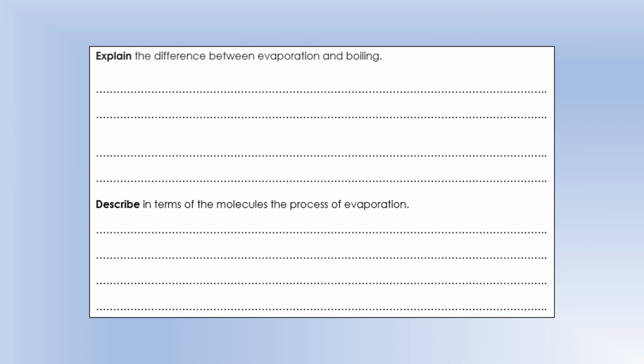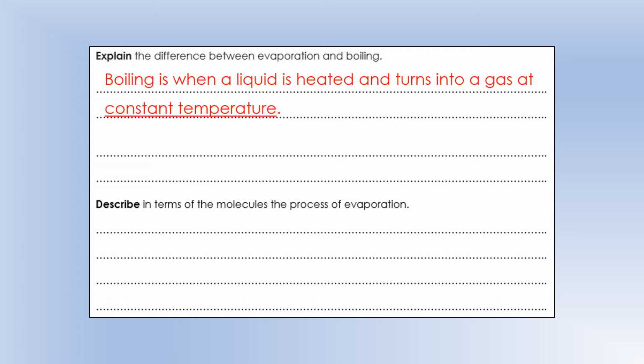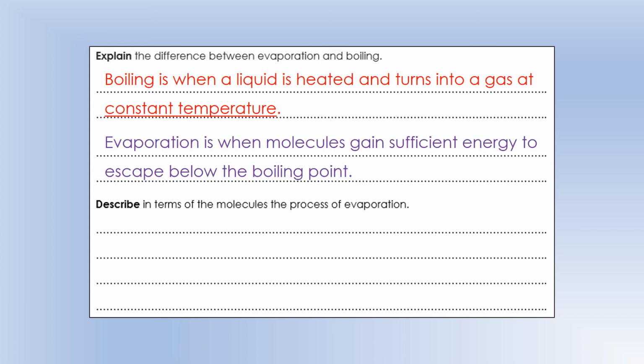Okay, so we're going to look in a little bit more detail at the difference between evaporation and boiling, so we can be clear on them. Boiling is when you're heating a liquid or supplying thermal energy, and it turns into a gas at constant temperature, and that temperature is called the boiling point. So for water it is 100 degrees. Evaporation is when molecules gain sufficient energy to escape below the boiling point, and that's not a constant temperature process, which we'll talk about.